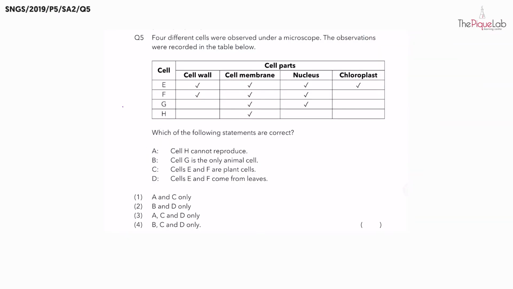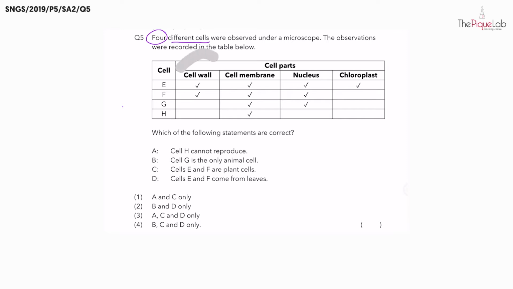Question 5. 4 different cells were observed under a microscope, and the observations were recorded in the table below. We are supposed to look for statements which are correct based on the observations. The table shows which cell parts are present or absent in the 4 different cells.